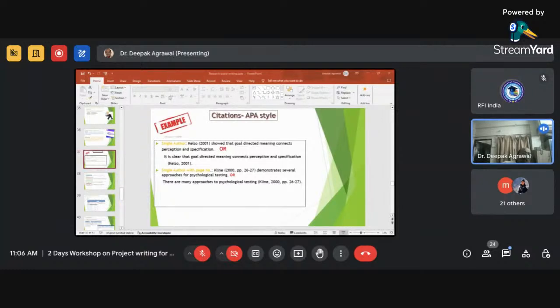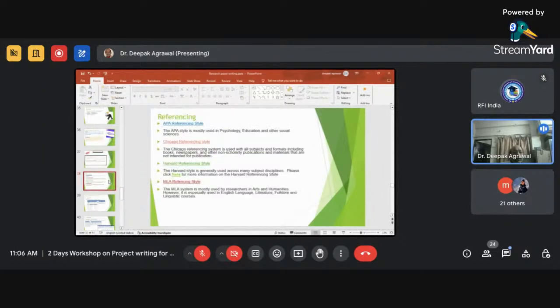Just like in the case of a single author, you start with the surname, year of publication, and the same thing can be shown at the end of the work. If you wish, you can also provide the page number along with the citation. It's not necessarily required. I suggest that you don't include the page number unless it is very important.